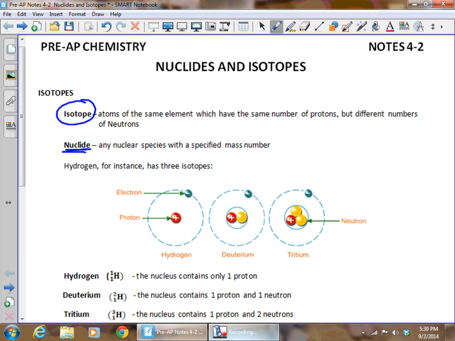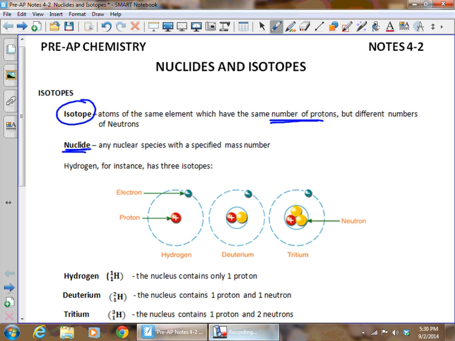Isotopes are atoms of the same element that have the same number of protons, which obviously they would have to because they're the same element. Remember, protons identify the element that you're dealing with. But the number of neutrons can be different. Since those neutrons are neutral, you can have a varying number in the nucleus and it won't change the overall neutral aspect of the atom.